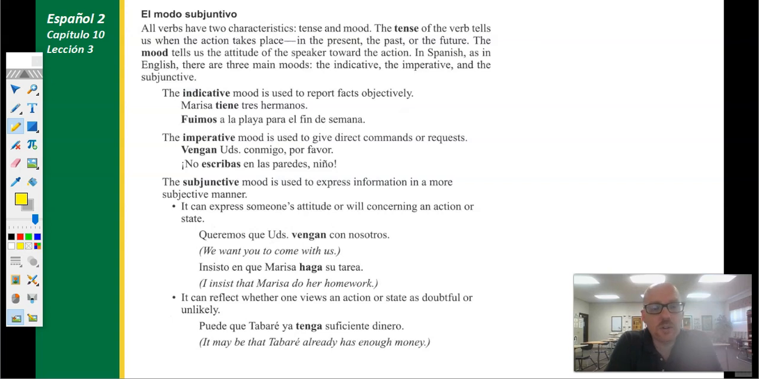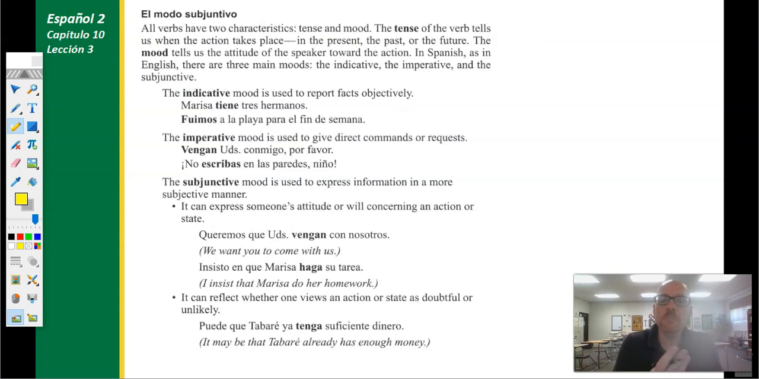Now, the tense of a verb is when. It's the time that the action takes place. But the mood or the modo is the speaker's attitude toward the subject. So it really tells us the thoughts and the feelings of the speaker as he is using the verb.